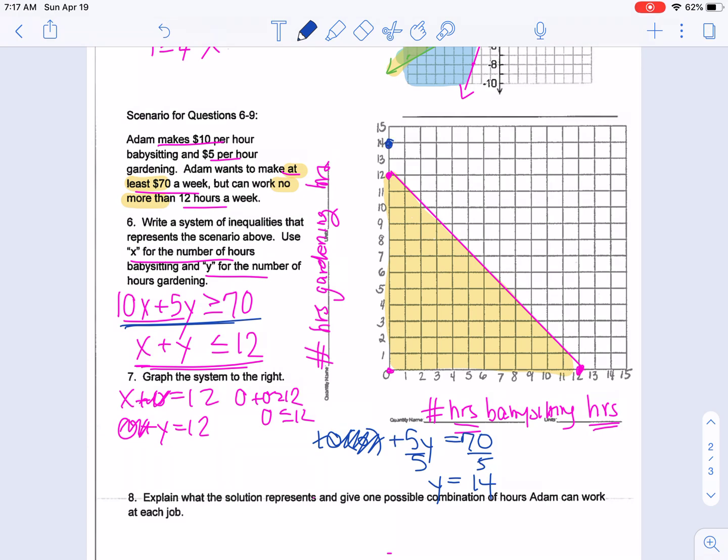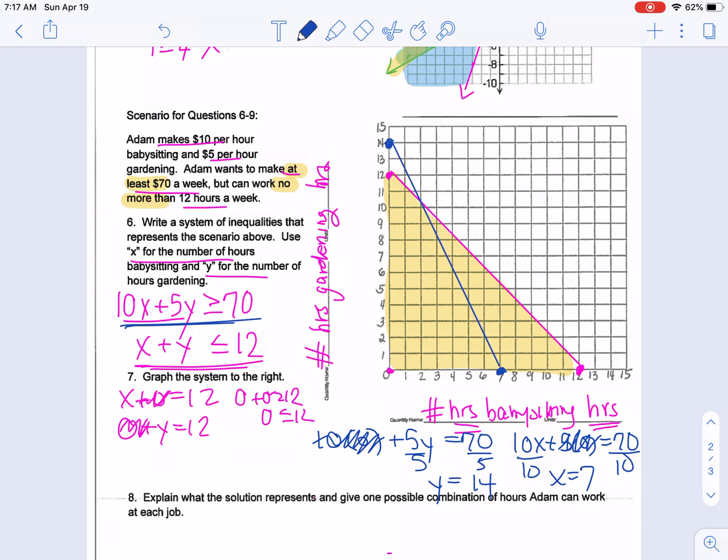And then we're going to do the opposite. We're going to find the x-intercept by plugging 0 in for y. So 10x plus 5 times 0 is equal to 70. 5 times 0 goes away. Divide both sides by 10. I have that x equals 7. And it has an equal symbol, so I can draw a straight solid line.